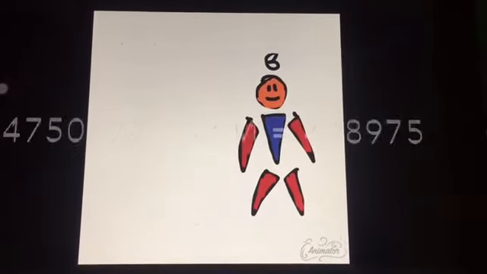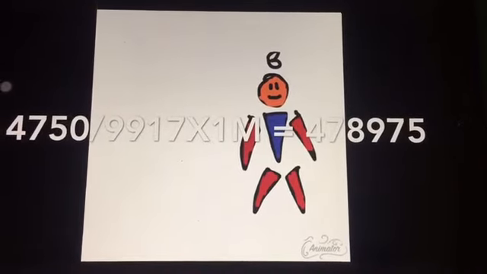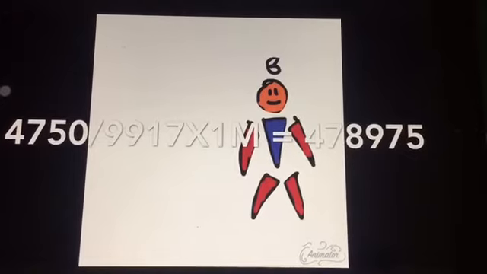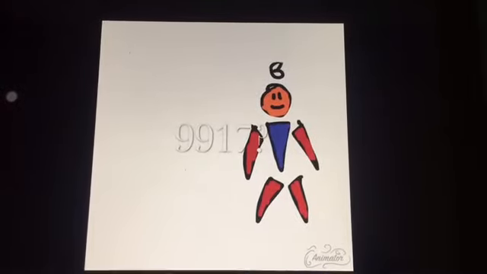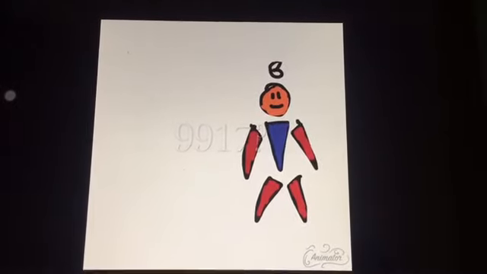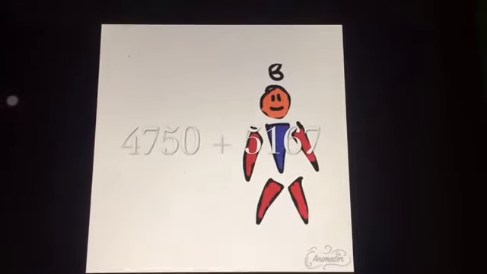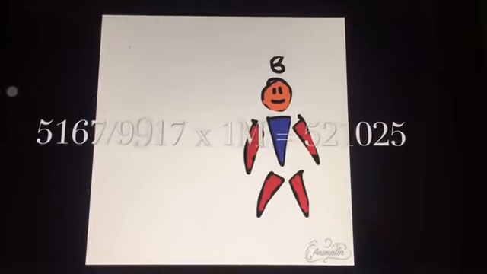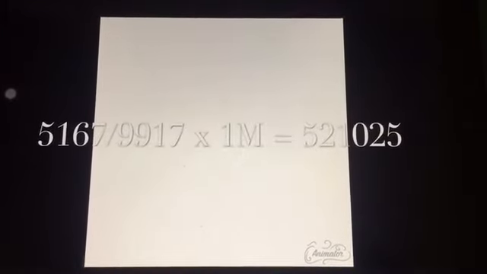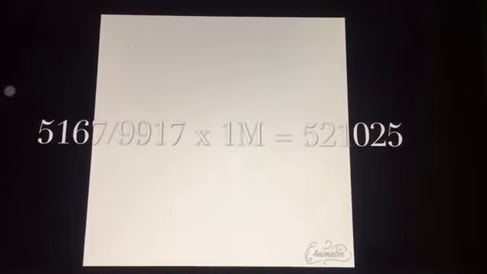So the share of A in the net income is computed by 4,750 over 9,917 times 1 million would lead to the result of 478,975. And just in case you don't know where we got 9,917, it is computed by adding both average capital of partners, which is 4,750 and 5,167. And as for B, it is computed by 5,167 over 9,917 times 1 million would lead to a result of 521,025.